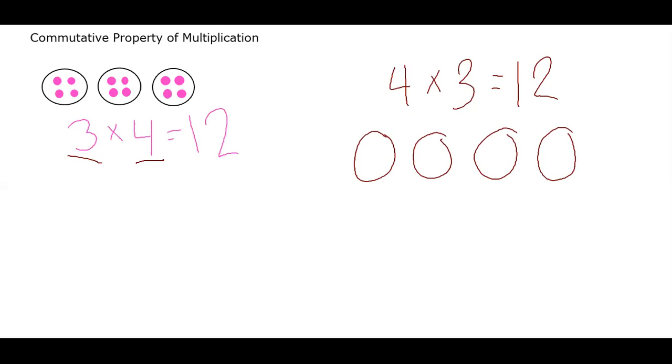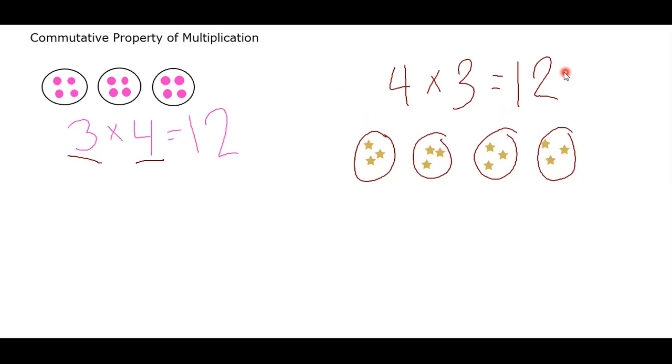Help me count the 3 counters in each group. Ready? 1, 2, 3 in each group. Okay, so are there 3 counters in each group? Yes. Now, let's see how many we have all together. 1, 2, 3, 4, 5, 6, 7, 8, 9, 10, 11, 12. So I still have my product of 12.